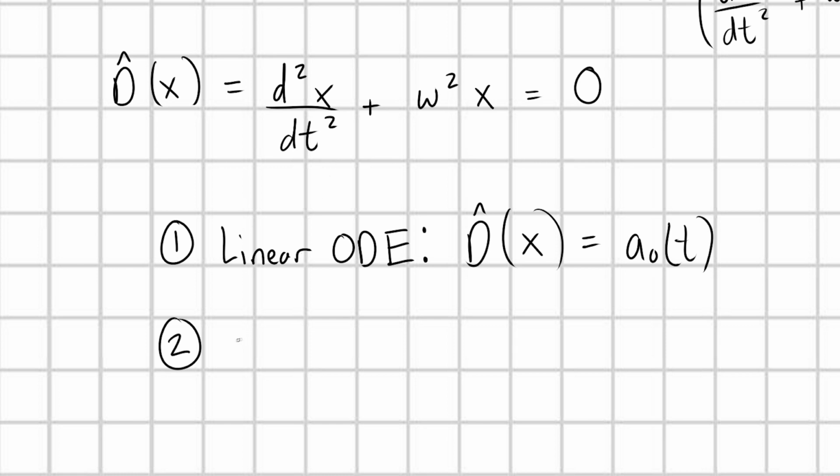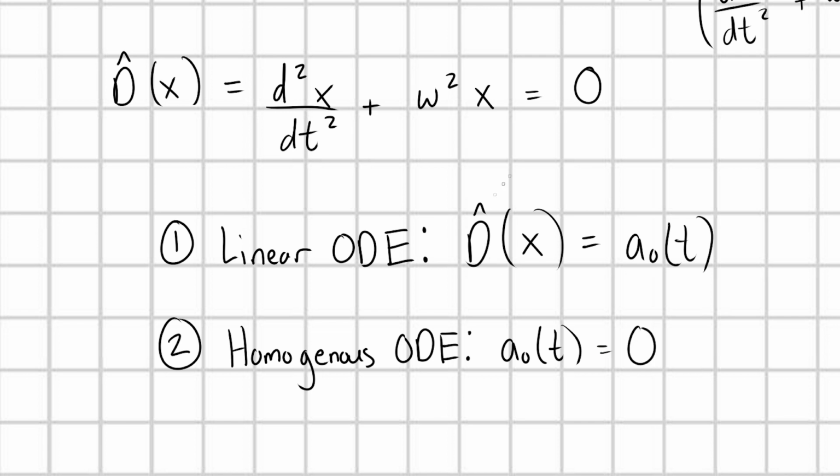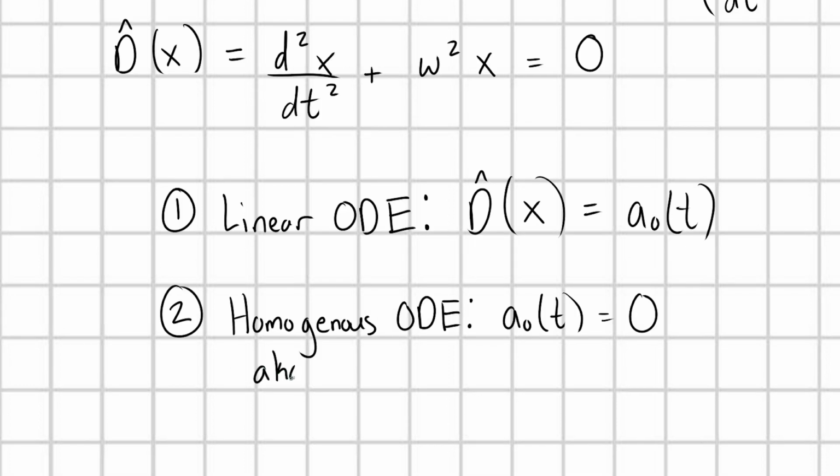This equation is a homogeneous ODE. That's the second property it has. And it has that property because a naught of t equals 0, aka d hat x equals 0. Okay? If a naught of t is non-zero, then we would call this a non-homogeneous ODE.